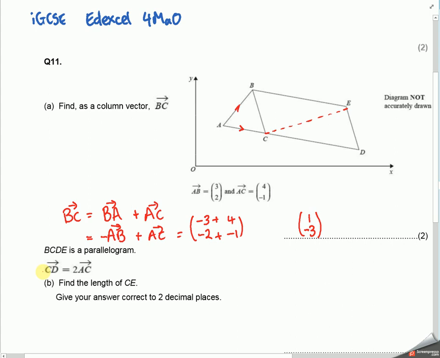What we do get told is CD is two lots of AC. So AC is 4, minus 1, so this vector here, CD, is twice as big. Twice as big, same as adding a vector to itself, means we do 2 times 4, 8, 2 times minus 1, minus 2.